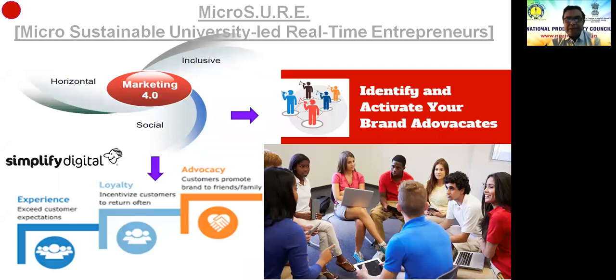We know youth is the biggest social influencer. And today, in marketing 4.0, we are talking about horizontal, inclusive, and social circles. The marketing has shifted gears from vertical to horizontal, from exclusive to inclusive, from individual to social. The micro-sure proposition clearly identifies and activates who is going to be your brand advocate for your business. Of course, this is the youth, the campus, the young generation, who are the strongest brand advocates for new businesses.